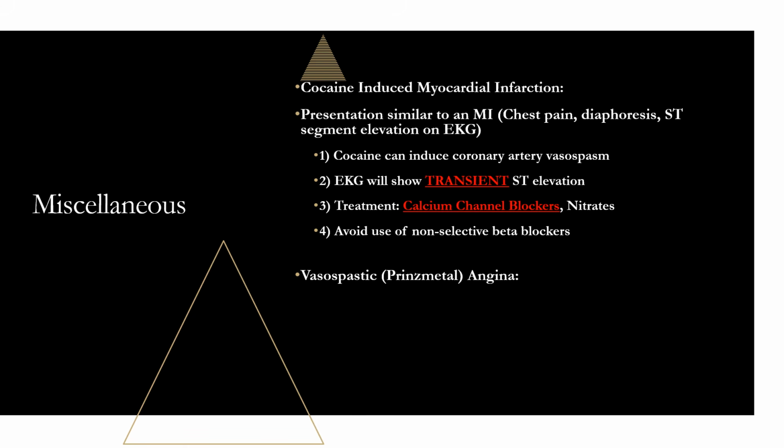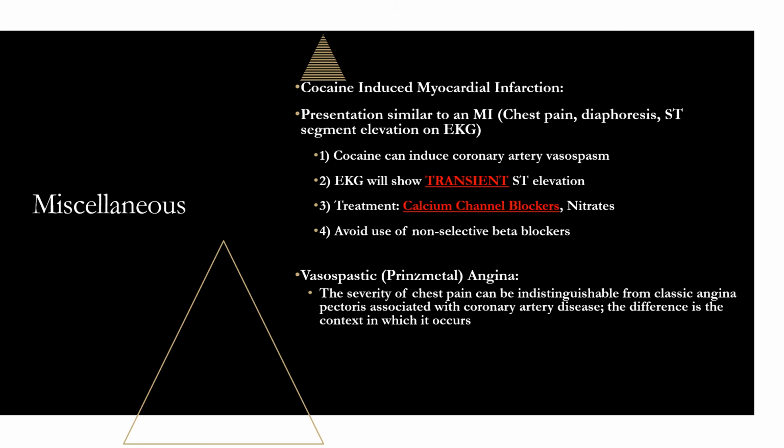Okay, so the next vasospastic disorder that you should be familiar with is vasospastic angina, which used to be known as Prinzmetal angina. You may still hear it being called that, so just be familiar with that name as well. So there's a couple things that I feel like you should know. Again, the severity of chest pain with this can be indistinguishable from classic angina pectoris, which is associated with coronary artery disease, but the difference is in the context in which it occurs. So this is really important, especially for your vignette.